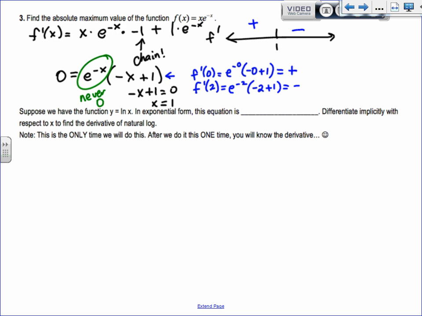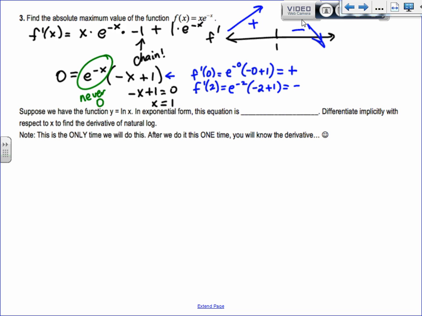Okay, what we have determined is that on the left side of 1, we are increasing. Right? F prime is positive, so that means your slope is going up. On the right side of 1, your slope is going down. So at 1, since your slope is equal to 0 at 1, we have a maximum.